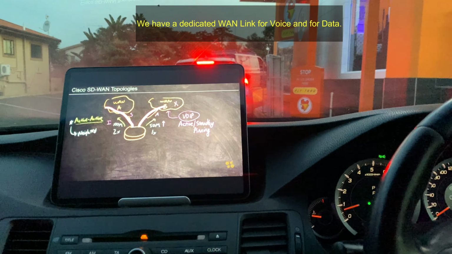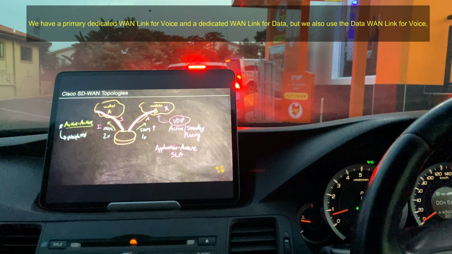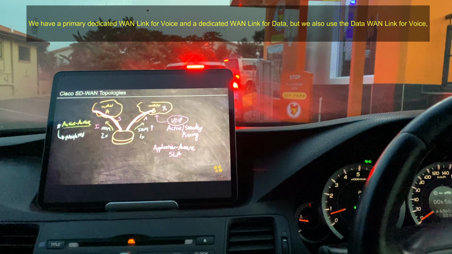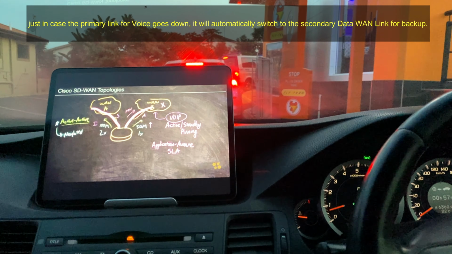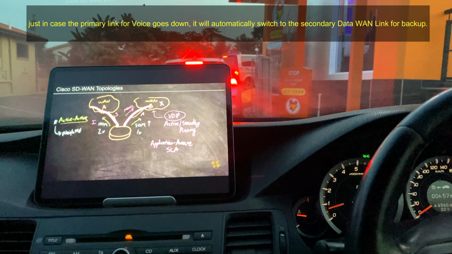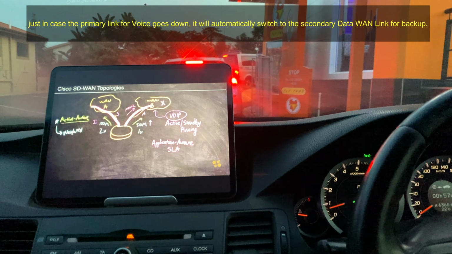This is where we could get into application-aware SLA. SLA stands for Service Level Agreement, but what we're doing is tracking the metrics out WAN circuit provider B. So as we track those metrics, maybe again, jitter all of a sudden spikes up. That makes for bad phone calls.